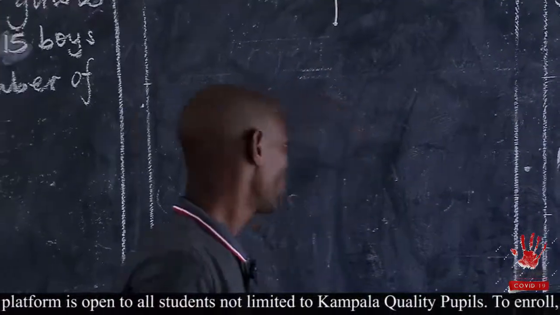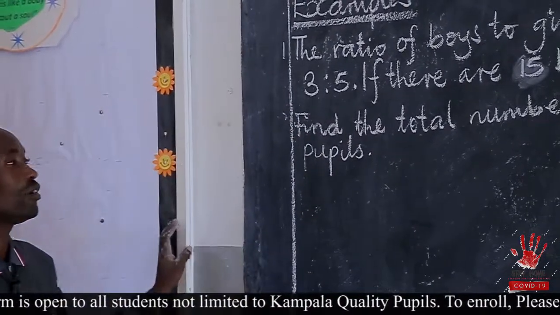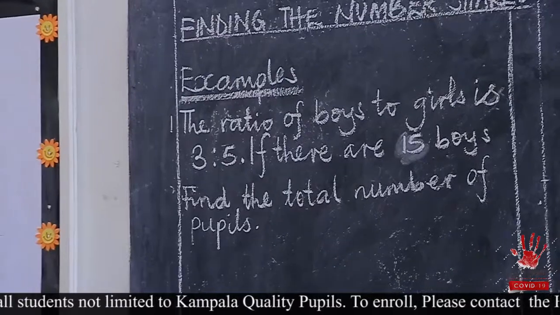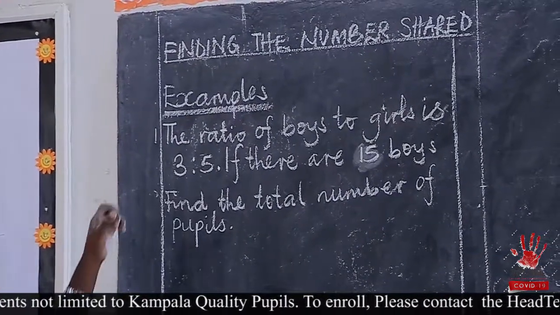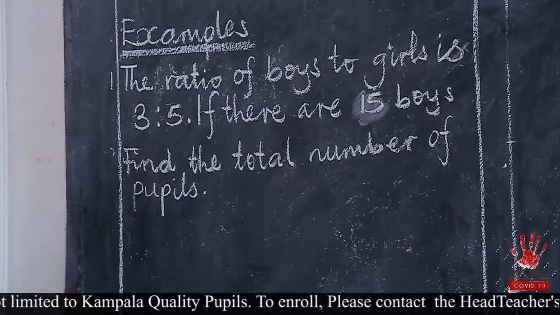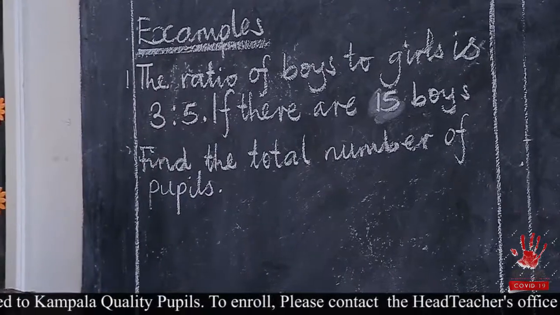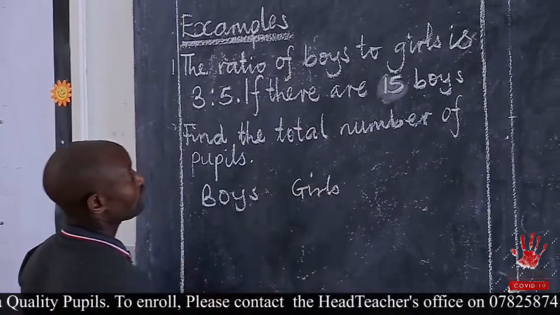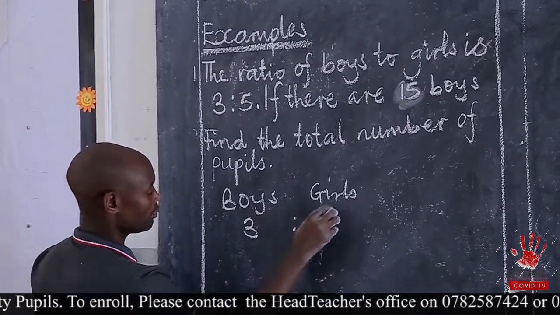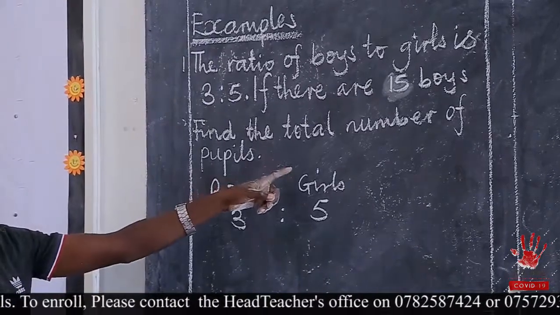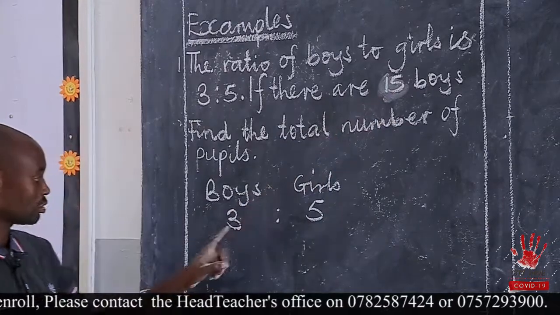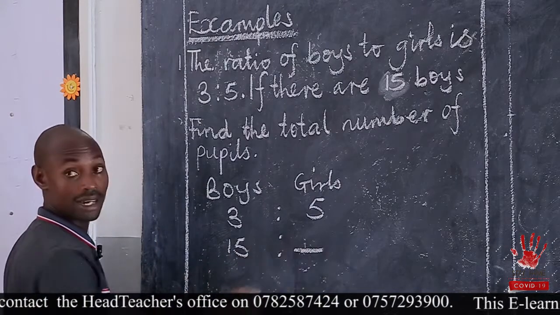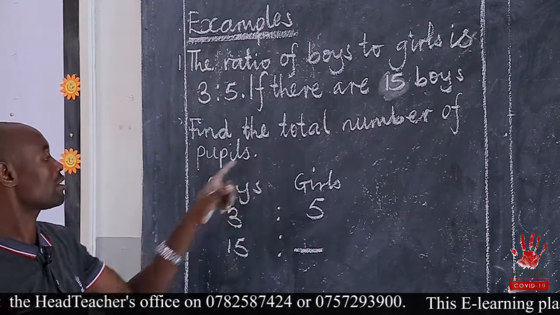So in our lesson today, we are going to find the number which was shared. In other words, I am going to give you what one person got, and I want you to get that number which was shared. In our example number one, the ratio of boys to girls is 3 to 5. Okay? If there are 15 boys, so this 15 belongs to boys. So for girls, we don't have. And I want you to get the total number of pupils.